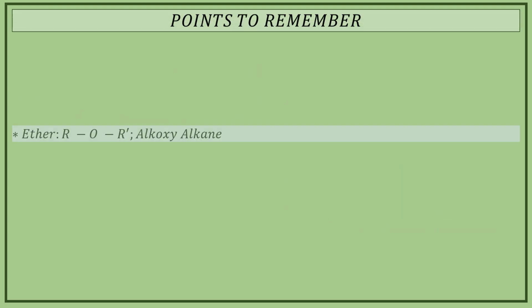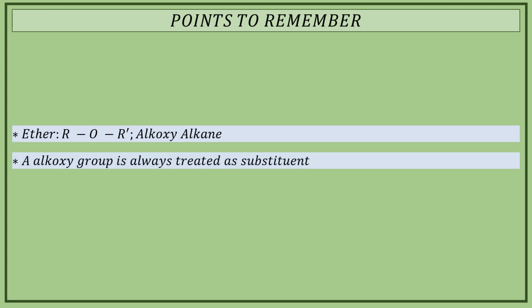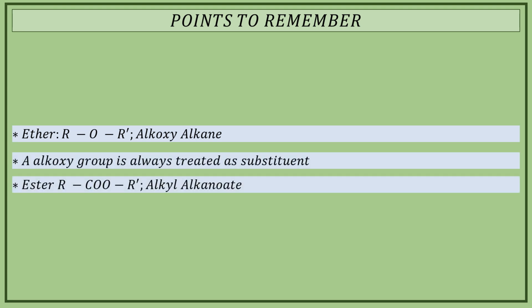So these are some of the important points that we have learnt in this video. The name of an ether group is alkoxyalkane. An alkoxy group will always be treated as a substituent. The name of an ester group is alkyl alkanoate.